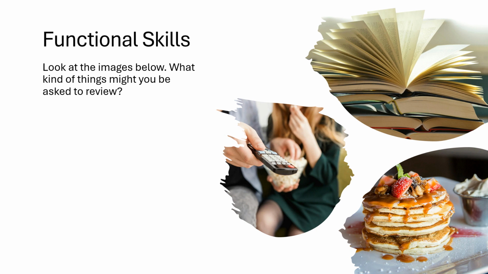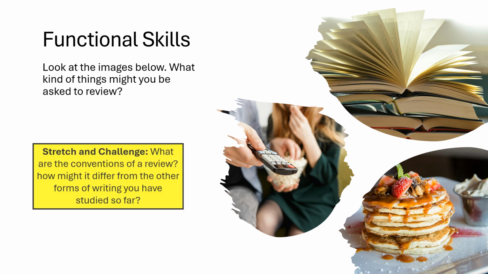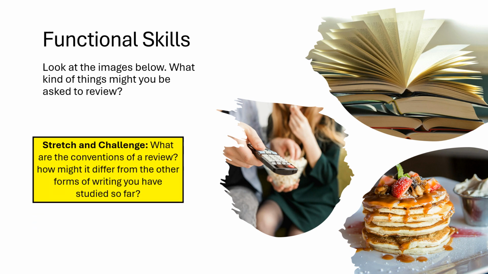So the first thing I'd like you to do then is, if we have a look at those images, I'd like you to try and think about what kind of things might you be asked to write a review about. If you can, think about a stretch and challenge yourself as well, try and think about what are the kind of conventions that you'd be expected to include in a review, and how might this differ from the other forms of writing that you've studied so far. If you want to pause the video here and think about it in a bit more depth, please feel free to do so. Again, use the images that are given there and try and have a real think what kind of topics could come up in the writing exam if you get a review.